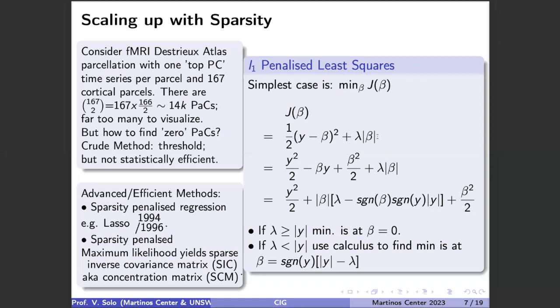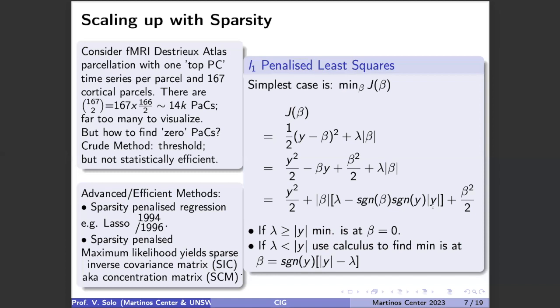And here's how you do it. In the next line, I multiplied everything out: y squared over 2, minus beta y, plus beta squared over 2, plus lambda beta. And then I notice there's a beta here and a beta there, so I'd like to collect them together. Beta is equal to its sign, plus or minus 1, multiplied by its absolute value. And similarly, y is equal to its sign multiplied by its absolute value. That enables me to pull an absolute beta outside. And then in the square bracket, I've got lambda minus the product of the two signs times the absolute value of y.